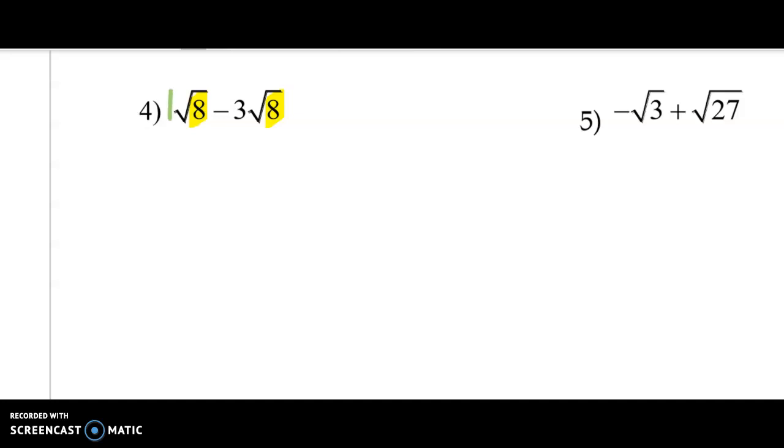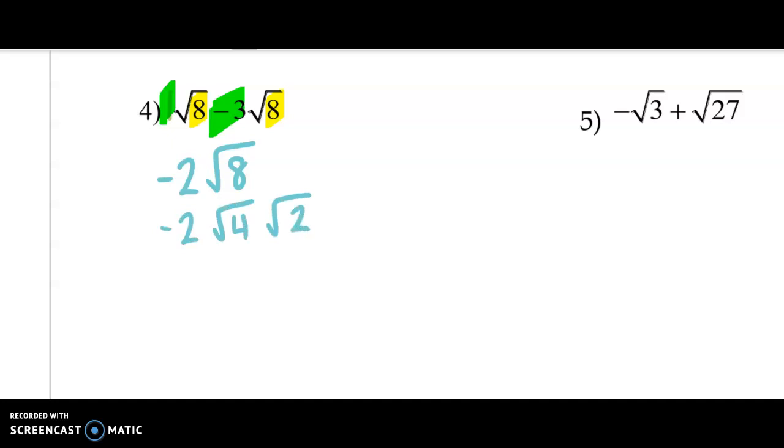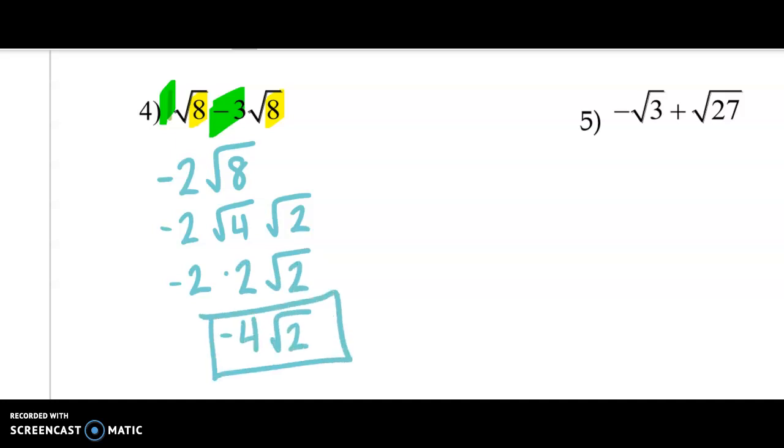So remember, this is kind of like a 1 out front here, so it's going to be 1 minus 3. So negative 2 root 8, which is negative 2 times root 4 times root 2. Negative 2 times square root of 4 is 2 root 2, so negative 4 root 2 would actually be our final answer.